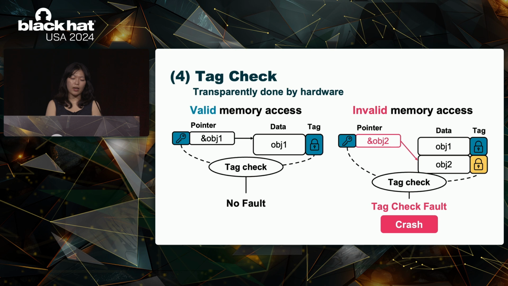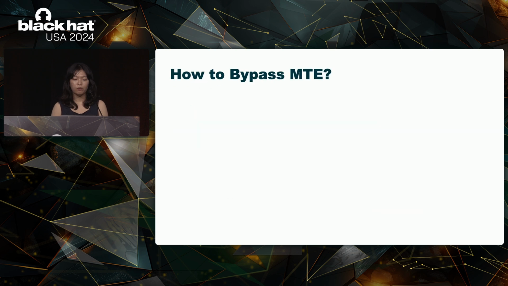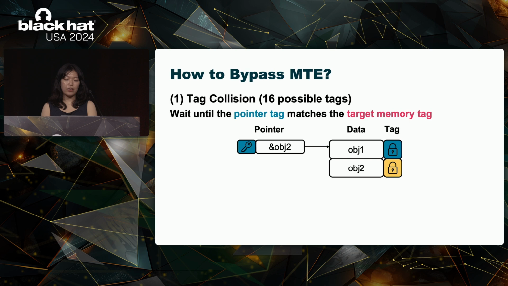Now, to exploit a memory corruption vulnerability, an attacker would need to bypass MTE. How do we bypass MTE? One way is to exploit tag collision. Since the tag is only 4 bits, there are 16 possible tags. So if the objects are randomly tagged, there is a 1/16 chance that 2 different objects have the same tag. And the attacker can wait until the tags collide and trigger the memory corruption.